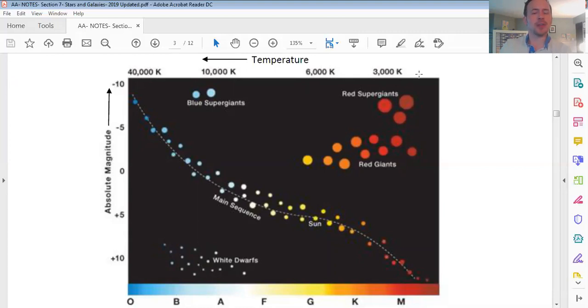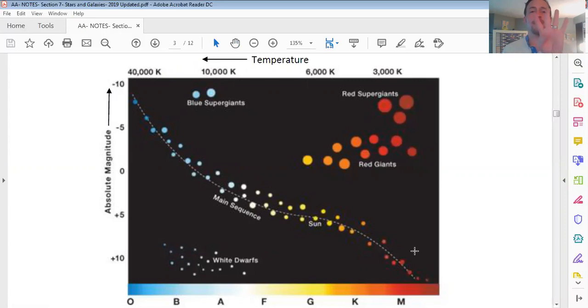So just a couple things to note on here. I like to think of this diagram as basically two sets of overlapping halves. Here we have the bright half. Down here we have the dim half. Over to the left, we have the hot half. Over to the right, we have the cool half. So where the corners overlap, we can tell what the properties of stars would be.